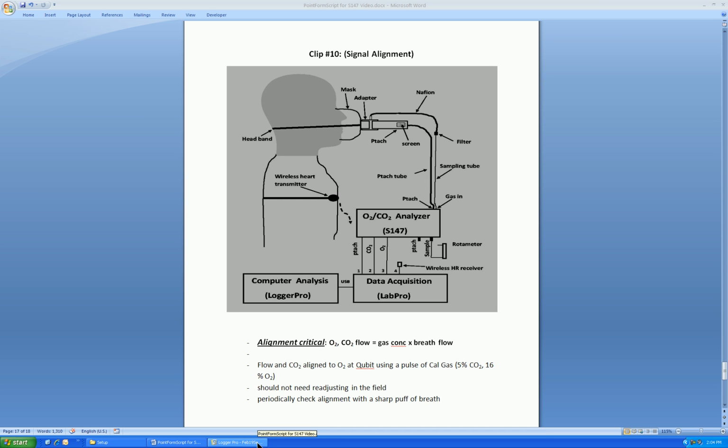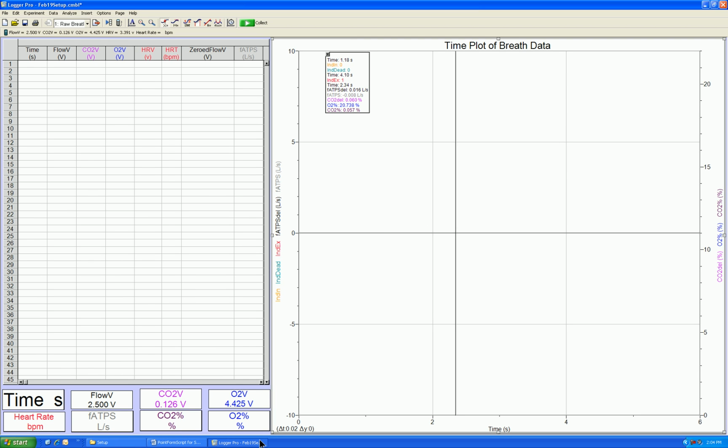So we'll actually do that now in the Logger Pro screen. I will breathe and give a small puff of breath into the face mask. It should be noted that before you give the puff, you should partially exhale to clear the dead volume in the airways and the mask. So I'll now give a sharp puff of breath, just a very small puff.